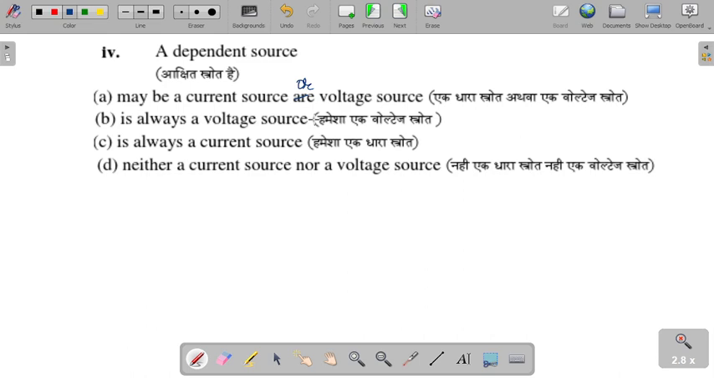So you all know about the definition of dependent source. If its magnitude is affected by change in magnitude of any parameter of the circuit, then it is said to be a dependent source. If its magnitude is not affected with the change in magnitude of other parameters of the circuit, then it is an independent source. So it may be either a current source or voltage source. So the right answer for this question will be option number A.